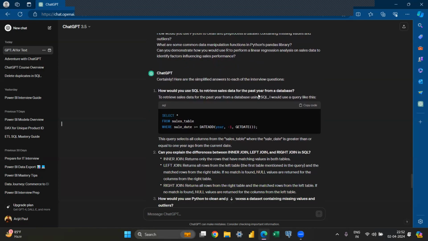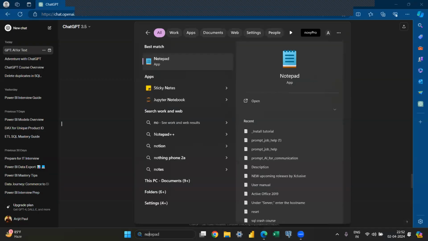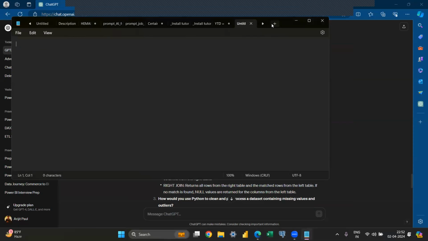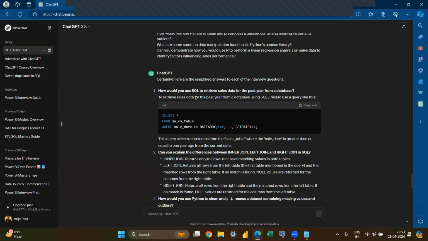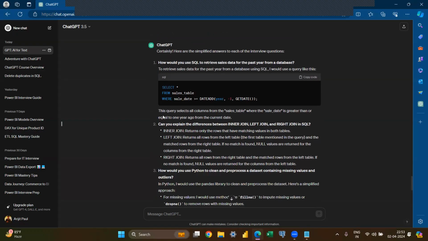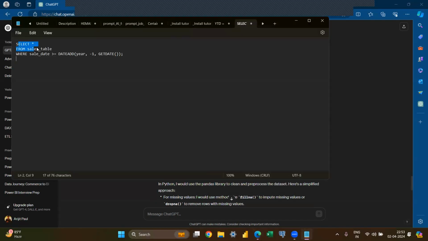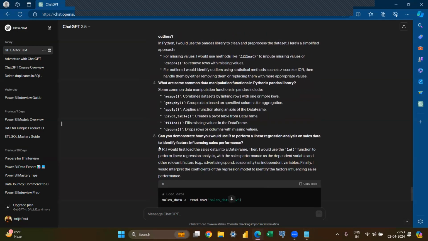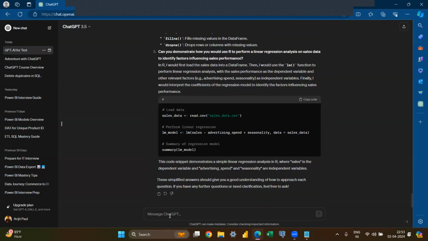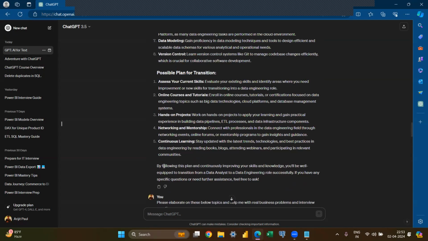Here, what I haven't missed is the first question, where it essentially gives us SQL code as well. We can copy this code and keep it in a notepad. Essentially, it gives us an answer to retrieve the sales data for the past year from a database. I would use a query like this. At the end it says this query selects all columns from the sales table where the sales date is greater than or equal to 1 year ago from the current date. We are just copying and pasting it over into a notepad. So this is amazing. This is how we can get the most out of ChatGPT.